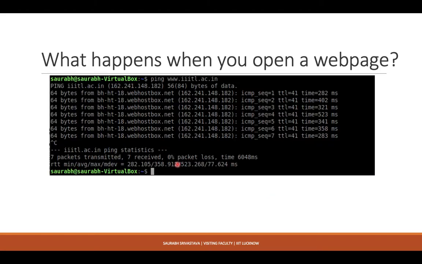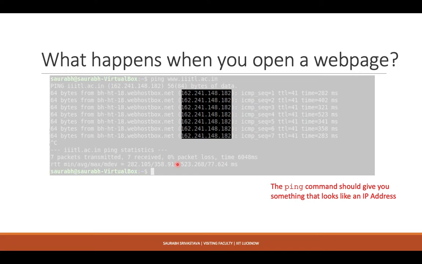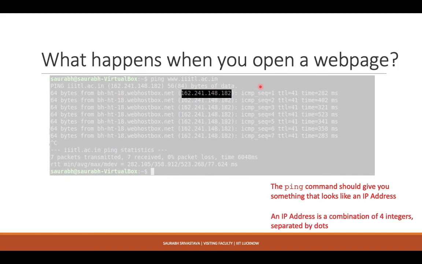So here, whenever we typed IIITL.ac.in, there is neither an IP address nor a port number here, right? And if you want to know what these IP addresses are, you can actually do something like this. You can use the ping command, and just type ping www.IIITL.ac.in, and you will get something like this on your screen. And this part within the ping output is actually the IP address for www.IIITL.ac.in.